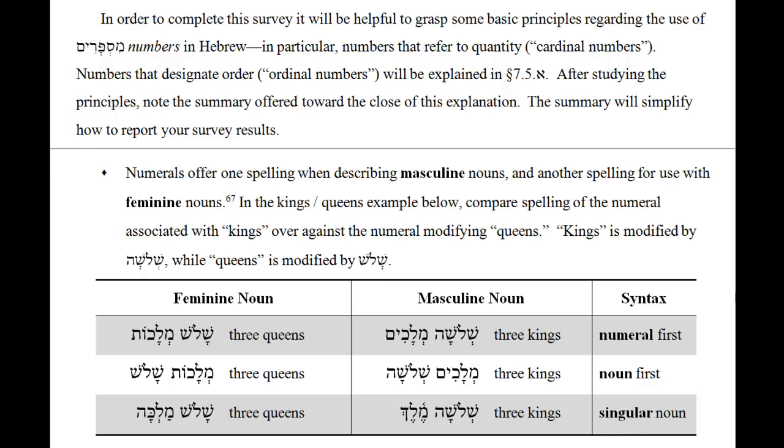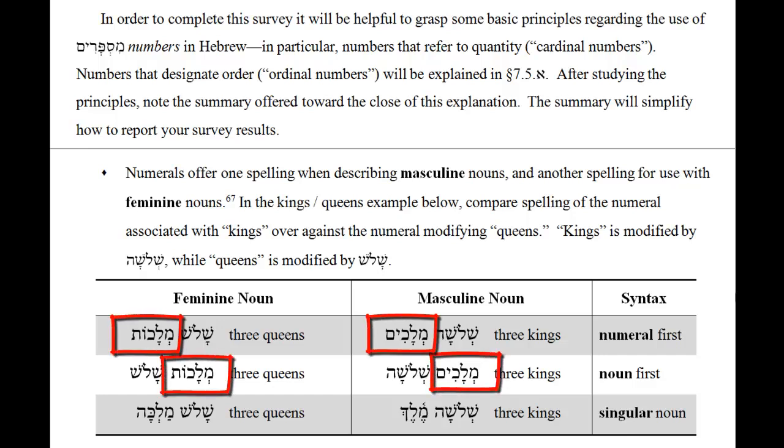When it comes to word order, you'll notice when comparing the first and second lines of this table that either the numeral or the thing counted can come first. So we may say for 3 kings either shlosha melachim or melachim shlosha. When the entity being counted numbers more than 1, customarily that entity will be listed as plural. So you see in the first 2 lines the plural nouns, melachim and melachot.